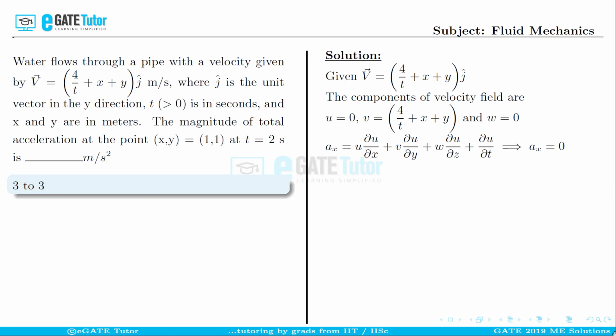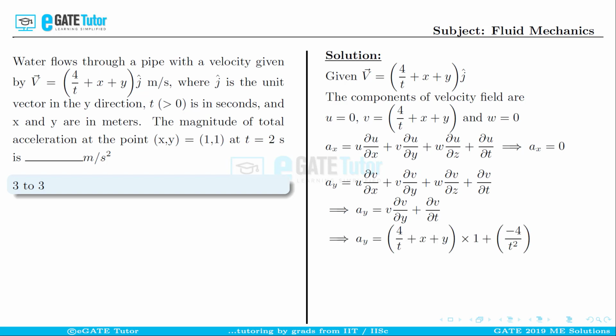Similarly, let us calculate the acceleration component in Y direction, which is U ∂V/∂X + V ∂V/∂Y + W ∂V/∂Z + ∂V/∂T. Since we have V = 4/T + X + Y, this component turns out to be V ∂V/∂Y + ∂V/∂T. Now, upon using V = 4/T + X + Y and differentiating with respect to Y and T, we get the component of acceleration in Y direction to be (4/T + X + Y) - 4/T².